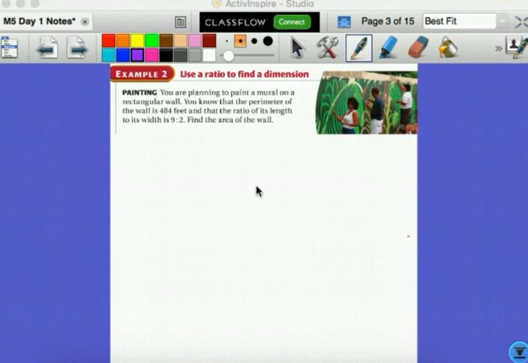So now let's try a word problem. So we're going to use the ratio to find a dimension given the information here. So it says you're planning to paint a mural on a rectangular wall. You know that the perimeter of the wall is 484. So 2 key things already. We know the perimeter of a rectangular wall, and the ratio of length to width. So I'm going to make a note here that length to width is 9 to 2. Find the area of the wall.